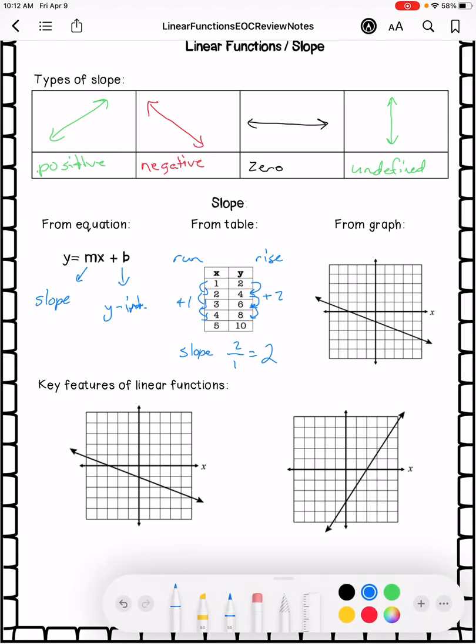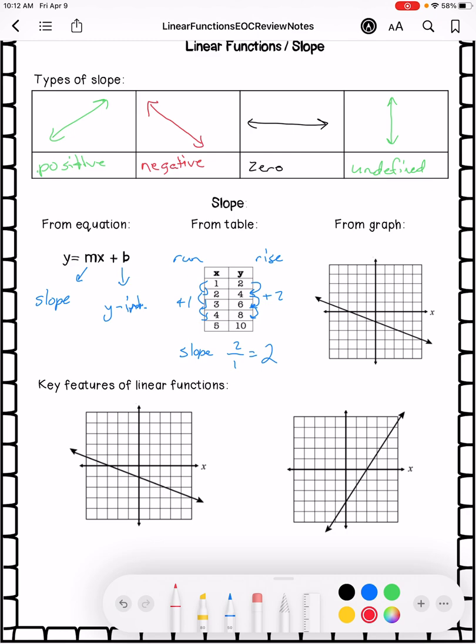All right, now when it comes to a graph, the first thing I want to do on the graph is identify whether my graph has a positive, a negative, a 0, or an undefined slope. In this case, our graph has a negative slope. It's going down from left to right. So when I go to make my triangle, after I identify my 2 points, I know that from my 2 points, I need to go down.